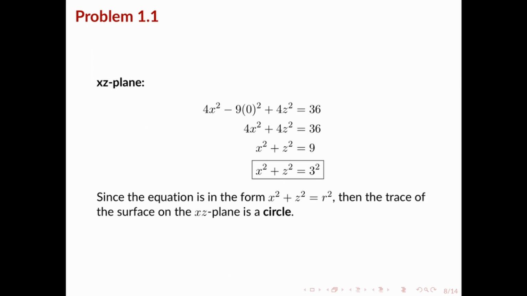Now let's move on to the xz plane. Like before, we have that for the xz plane, the equation of this plane is y equals 0. So we just substitute y equals 0 into our equation, replace all the y's with zeros, and then we get 4x squared plus 4z squared equals 36. Now, we can divide everything by 4 in this equation, and we get x squared plus z squared equals 9. And once again, 9 equals 3 squared. So we have x squared plus z squared equals 3 squared. So this equation is in the form x squared plus z squared equals r squared, which is a circle. So the trace of the surface on the xz plane is a circle.